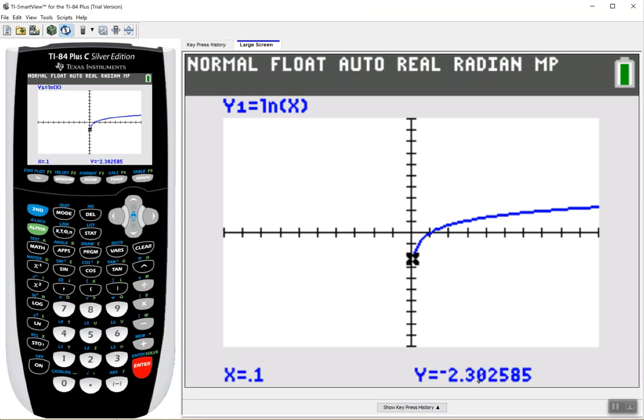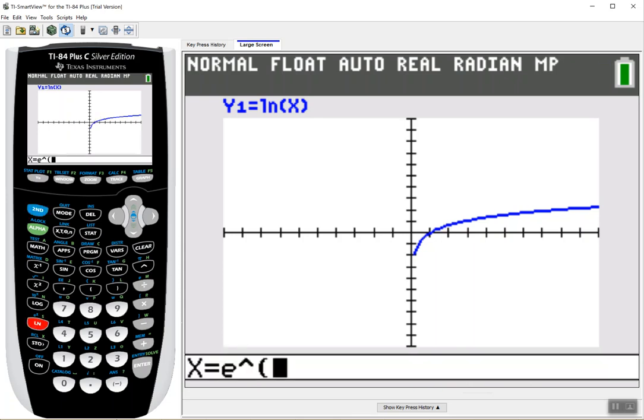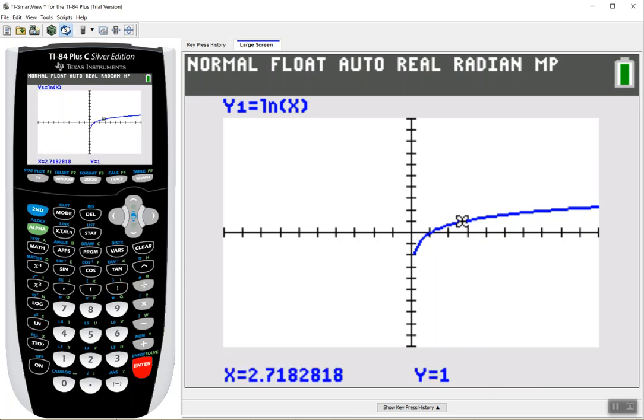So negative 2.3. I'll record that on a piece of paper. Then I'm going to trace maybe 0.5, and get a different value, and so on and so forth until I have enough points to graph the function. By the way, if I trace e to the power of 1, that means it's e, I will end up with 1. So e is roughly 2.7, and the y-coordinate is 1.